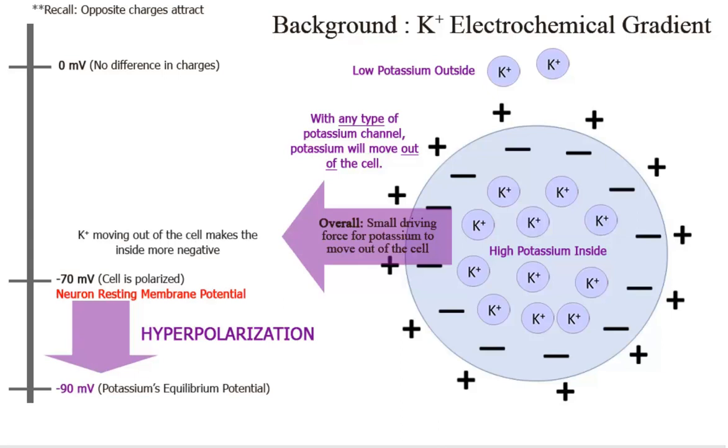But the key take home to remember here is that if you open any type of potassium channel, it could be a leak channel, or it could be an open mechanically gated channel, ligand gated channel, or voltage gated channel, potassium will move out of the cell. The membrane potential will become more negative or hyperpolarized.